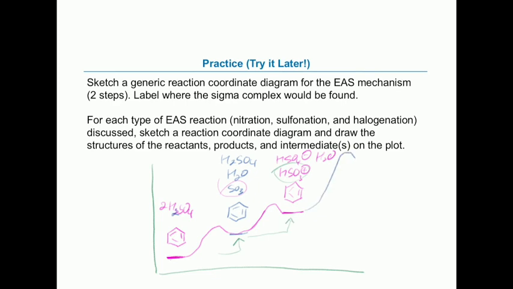Now the big jump here, this is still our delta G double dagger associated with getting up to here, our sigma complex, HSO3H up here. And then we have one more transition state, and down to our product where we have our sulfated benzene, SO3H, and again regenerated H2SO4 and water overall.